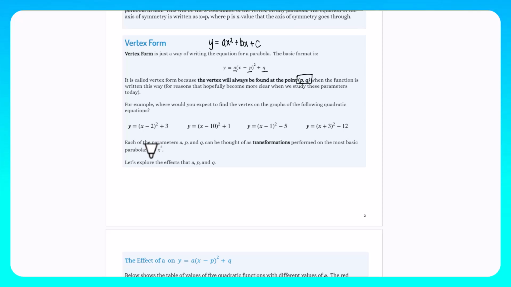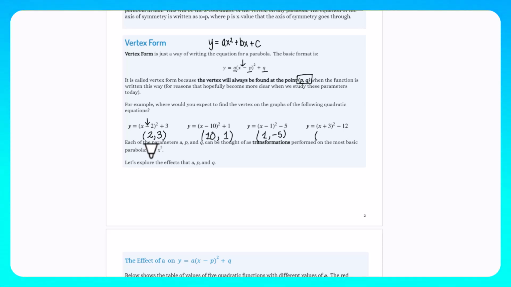Okay, how did you do? Well, for the first one here, I want you to keep in mind that this has a subtraction sign, as does this. This means the p-value of this one is 2, and the q value is 3. Same for this one. It may look like -10, but it's actually 10, and this is 1. Same with this one. It looks like -1, but it's 1. And this time we have a -5 for the q.